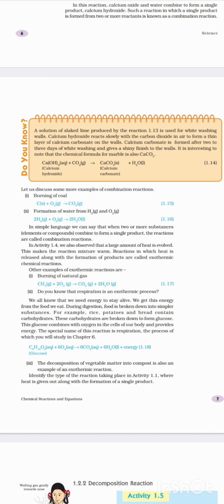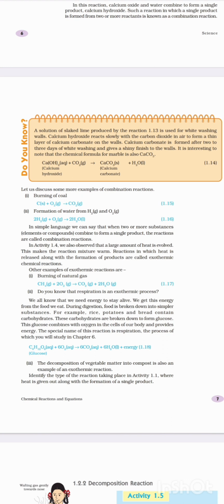During digestion, food is broken down into smaller substances. This we know. For example, rice, potato, and bread contain carbohydrates. These carbohydrates are broken down to form glucose. This glucose combines with oxygen in cells of our body and provides energy. The special name for this reaction is respiration. Okay, so this is respiration.